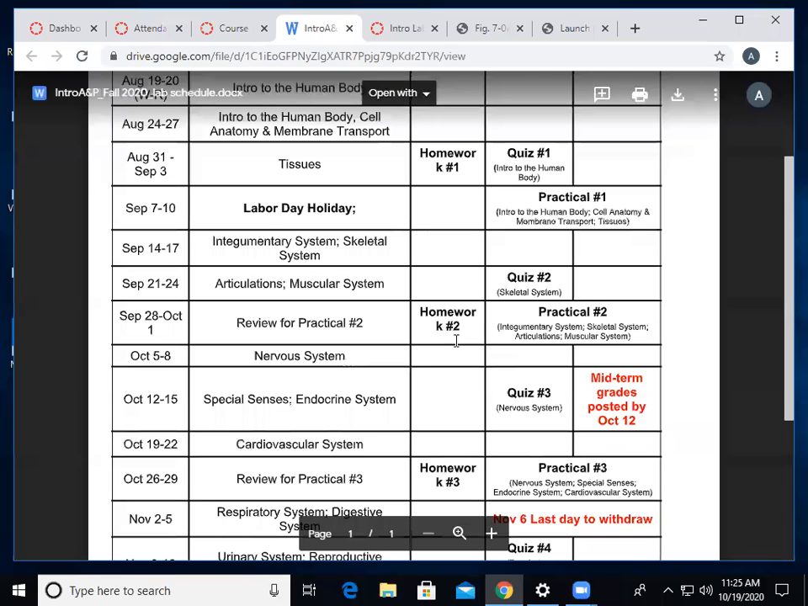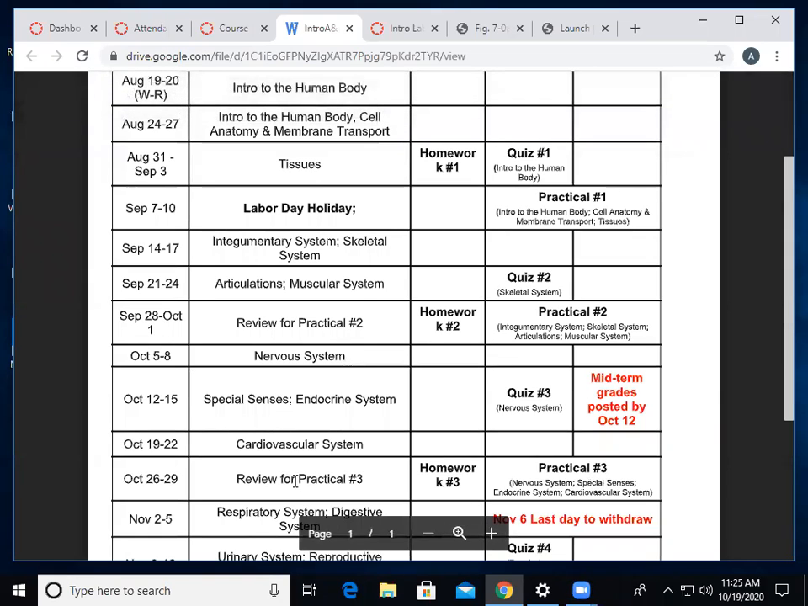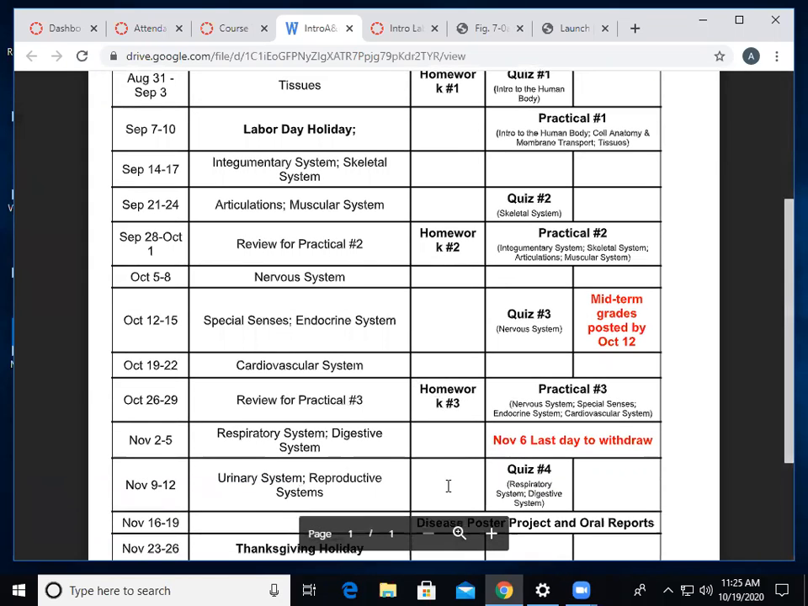All right, good morning. So we are in the week of October 19th through the 22nd. This week we're covering cardiovascular system. Next week, homework 3 is going to be due, and also practical 3 is next week. So we have a break between the quiz and the practical for this unit. Yeah, and I can actually put it up on the screen so you can see it. Even better.